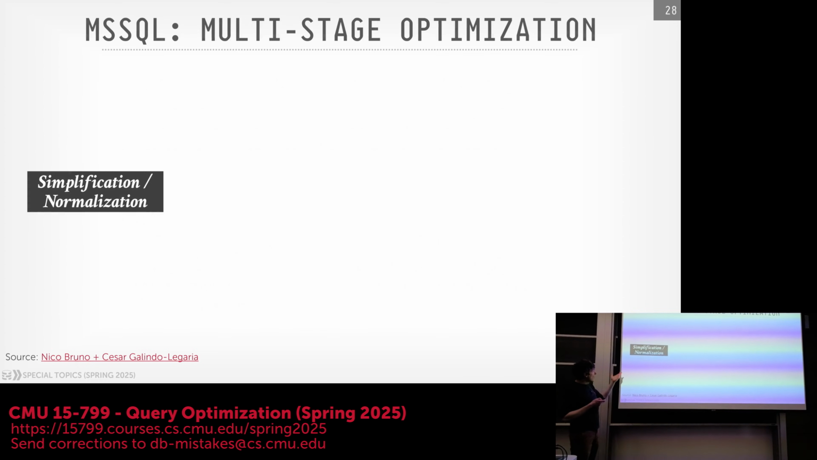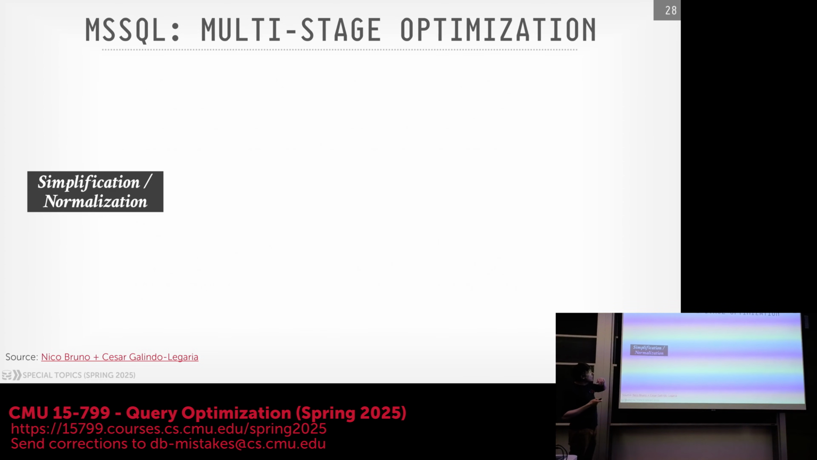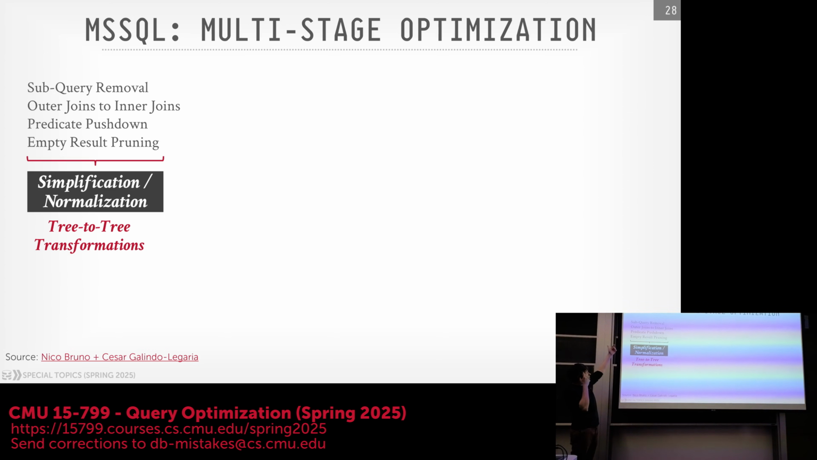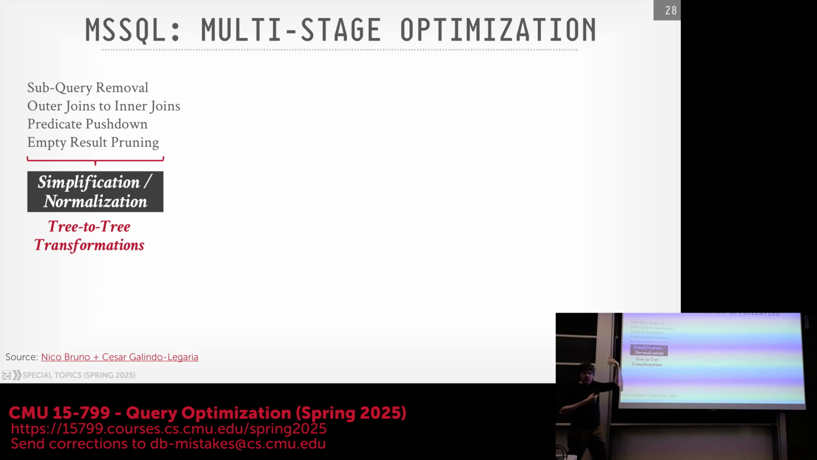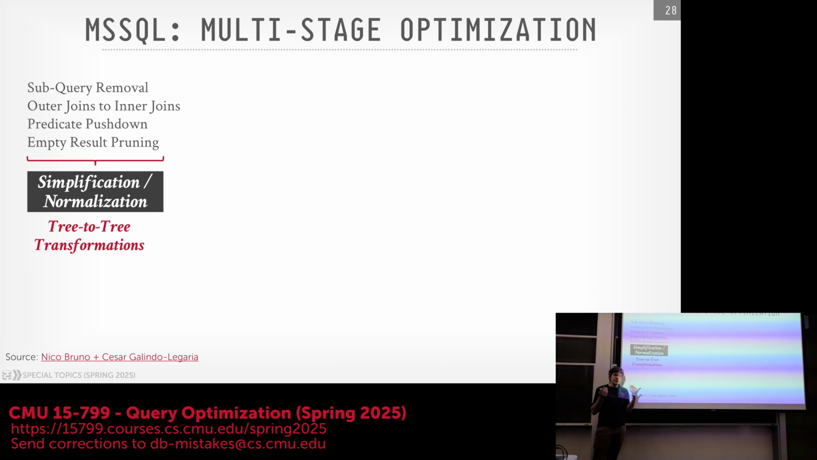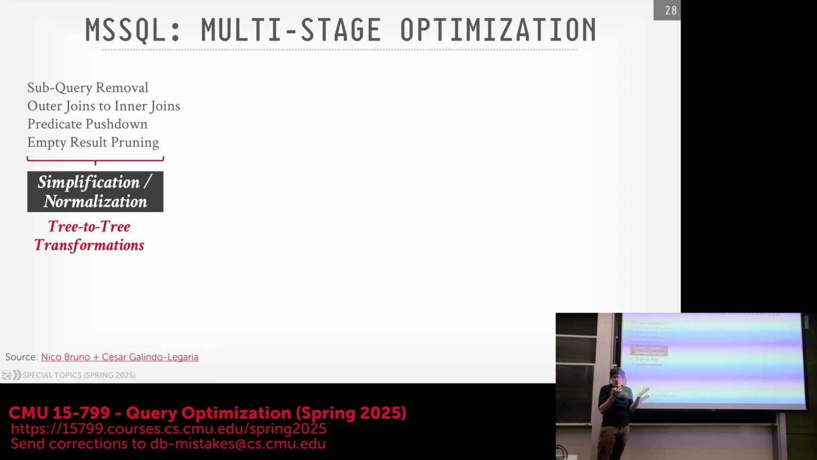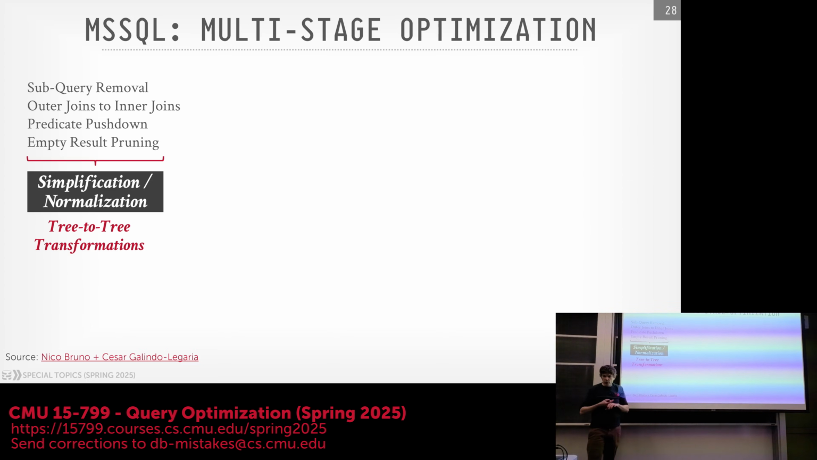All right, so the first stage is just do simplification and normalization. And the idea here is I'm converting a logical tree to a logical tree. And these are the things we talked about in Starburst. We're always going to want to do them. So you always want to do predicate pushdown, empty result pruning. Like if you have a subquery that says select star from table where false, you know that subquery isn't going to produce any results. Just throw it out, ignore it, right?